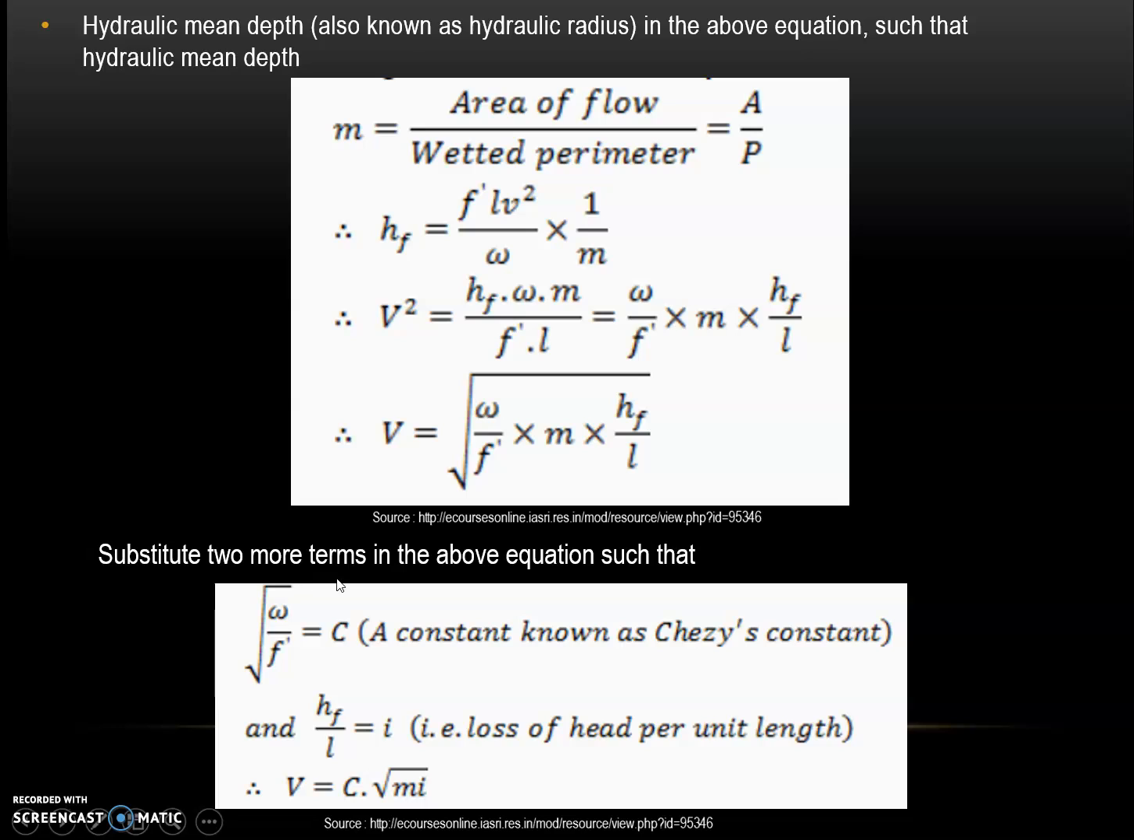We will substitute two more terms in the above equation, that is square root of W divided by F dash is equal to C, which is called as Chezy's constant, and HF divided by L is I, that is loss of head per unit length. So we get final equation for velocity equal to C into square root of M into I.